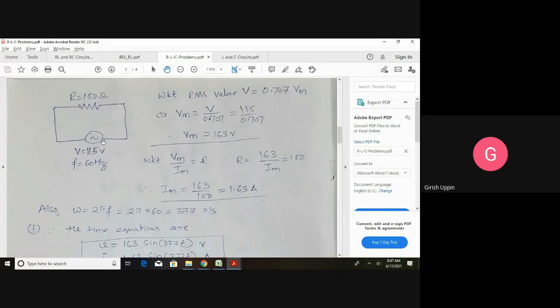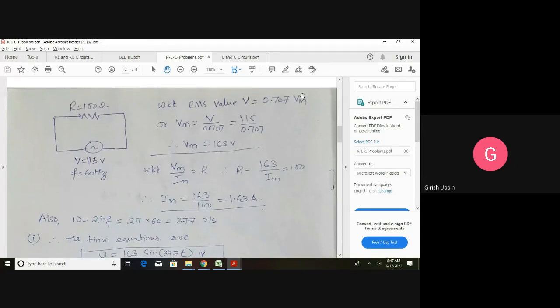So this is the voltage source. RMS value is 115 volt, and this voltage has a frequency of 60 hertz. It is applied to a resistance. Now we know the relation between the RMS value and the peak value. So what is the relation? RMS value V is equal to 0.707 Vm. We know the RMS value, then we can calculate Vm.